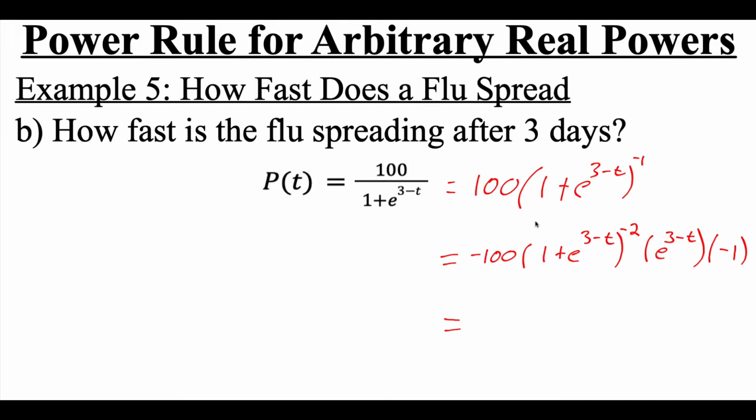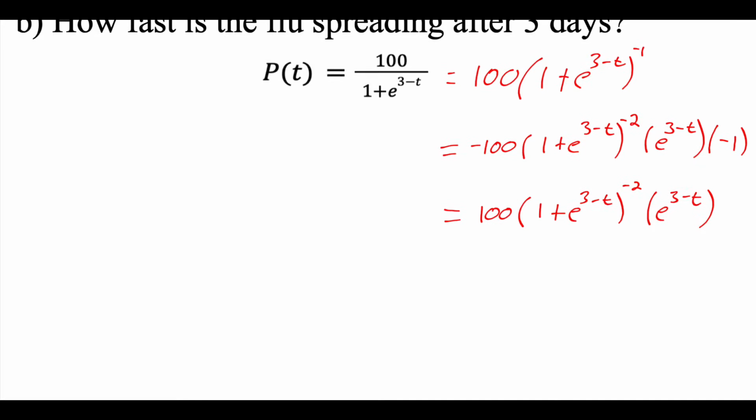Now that negative 1 on the back end, along with the negative 100 on the front, turns into a positive 100, and I'm just going to copy down the rest of this stuff for now, but there is going to be one more change that I'm going to make. Looking at this stuff in the middle where we've got that negative 2 power, I'm going to put that down on the bottom of a fraction. So the 100 is going to stay on top. The e to the 3 minus t is going to stay on top, but this whole middle chunk is going to drop down to the bottom of the fraction, and that's going to turn that into a positive 2 power instead of a negative 2 power.